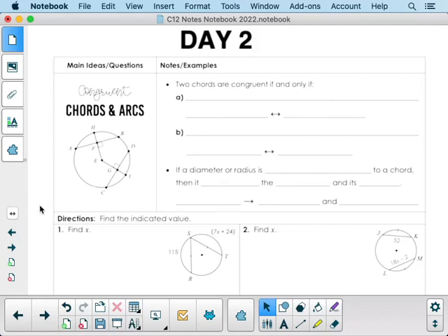Good morning, geometry. This video is for chapter 12, day 2. We're looking at chords. When are they congruent and what are the arcs that are formed by the chords?